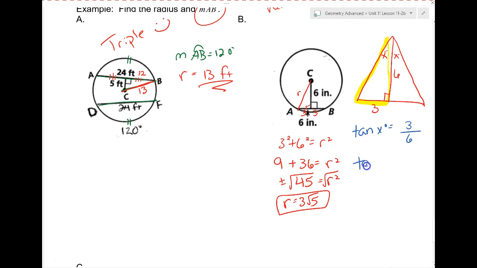So here, I'm going to do my inverse tangent of 1/2 or 3 over 6. It doesn't matter either way. Equals x degrees. So guys, do me a favor real quick. Punch that into your calculator. Make sure your calculator is in degree mode. So second tan to get our inverse tangent, our arctangent symbol. Put in 0.5 or 1/2 and give me an answer there. What'd you guys get?